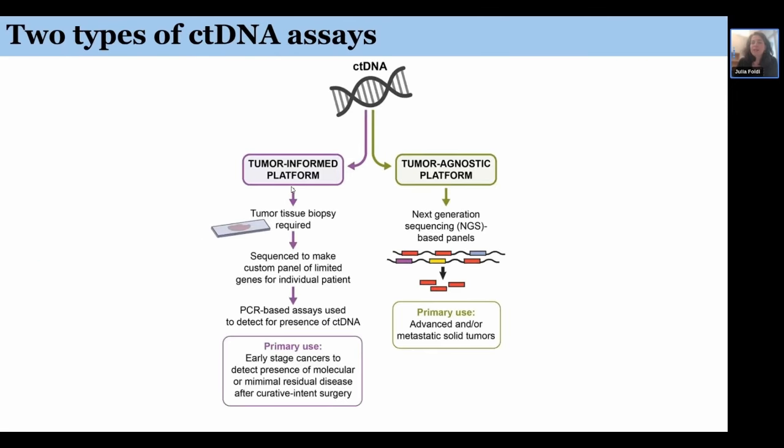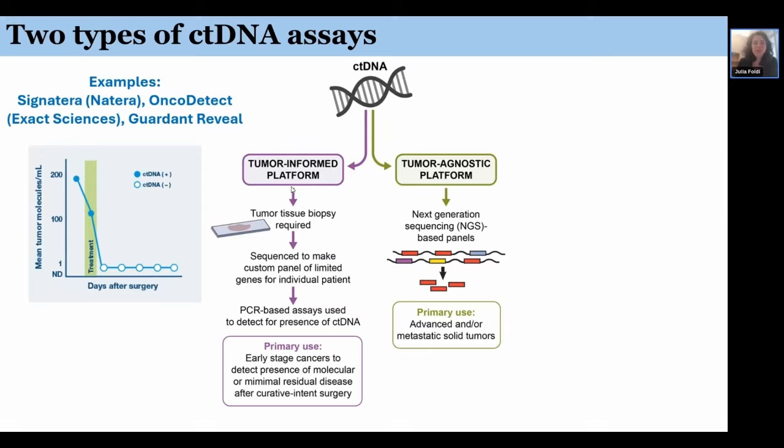So there are 2 types of ctDNA assays. One is what's called tumor-informed, and the other is called tumor-agnostic. And I'll go through these 2 in a little bit more detail.